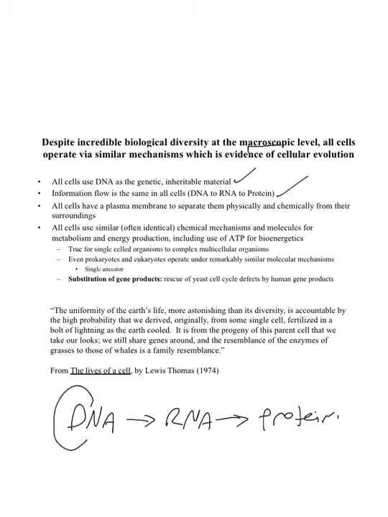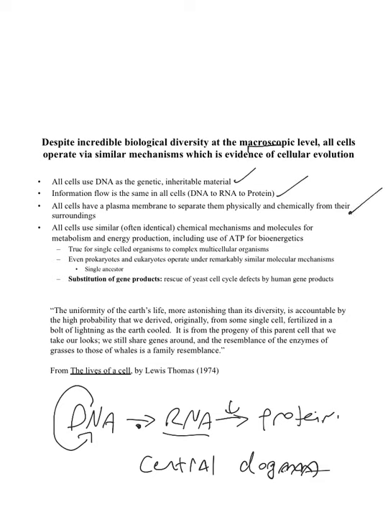DNA can be replicated during S phase. DNA can be transcribed by RNA polymerase into RNA. And then RNA can be translated by ribosomes and rRNA and tRNA and so on into protein. That's the central dogma. That is the same for all cells.